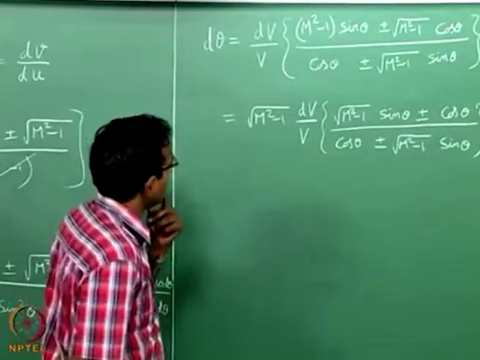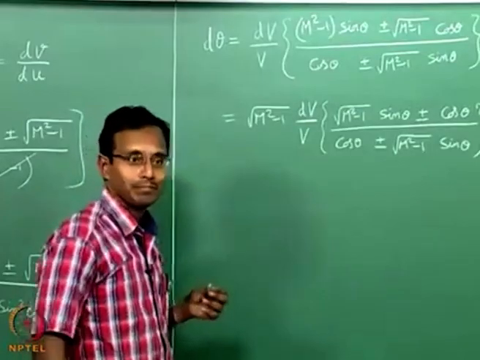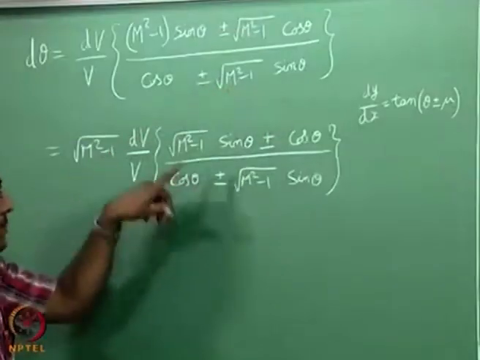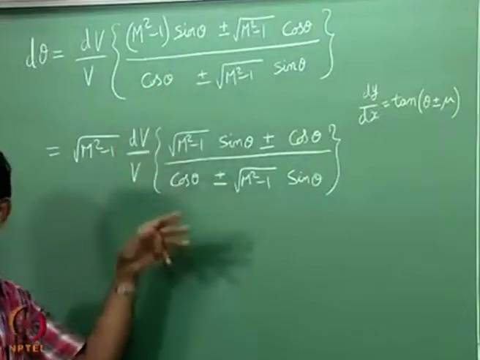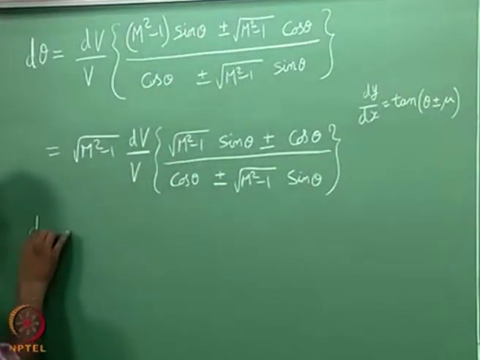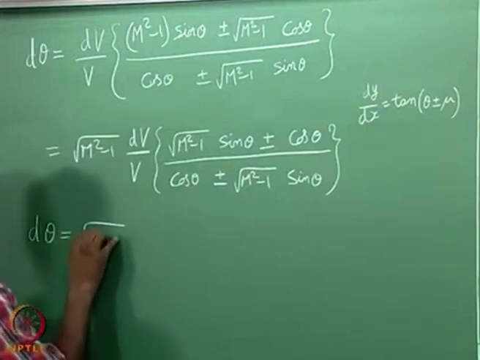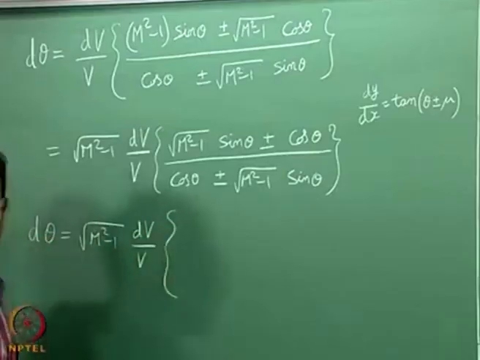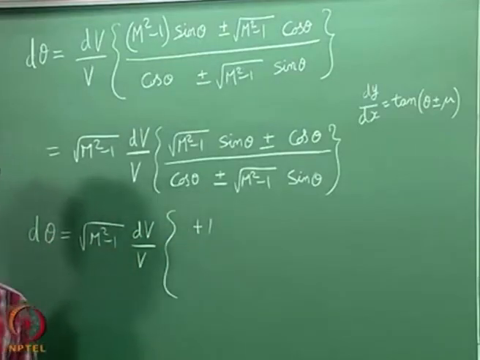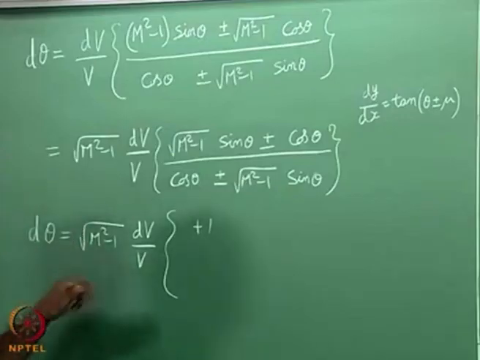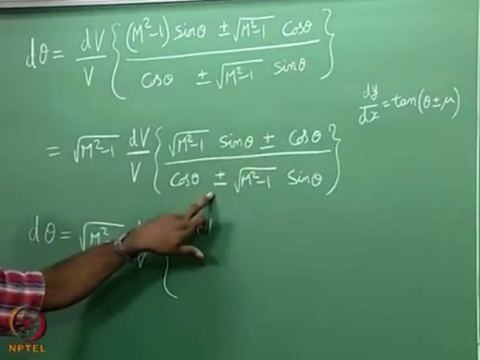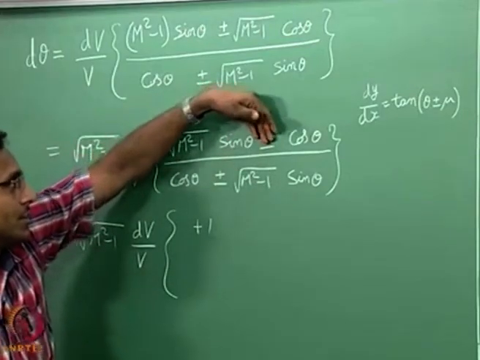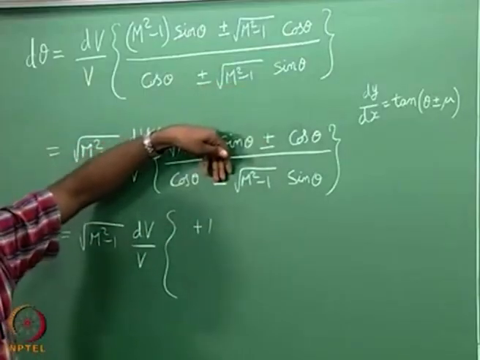Now if I look at it, numerator and denominator are almost the same, except for, let us split the terms now. If I have a plus there and a plus here, they are exactly the same terms. So now I can write my expression as d theta equal to square root of m square minus 1 dv by v into, one solution is plus 1, right. What about the other solution? If I put minus here and minus here, the numerator will have just a minus square root m square minus 1 sin theta minus cos theta, and the denominator will have cos theta minus square root m square minus 1 sin theta.